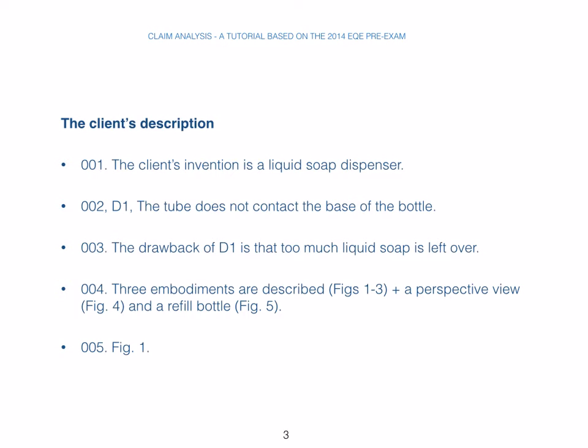Paragraph 2 deals with the prior art document D1 and states that D1's tube does not contact the base of the bottle. Paragraph 3 sets out a drawback of the liquid soap dispenser of D1, namely that too much liquid soap is left at the base of the bottle.